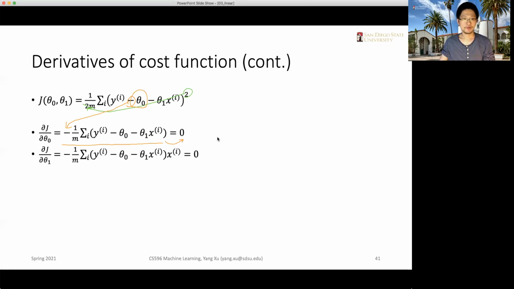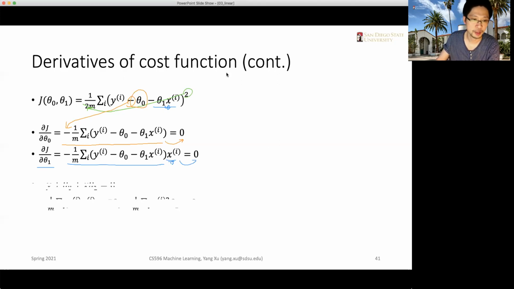And we'll do the same thing for theta 1. If we take the derivative with respect to theta 1, we will have basically the same thing here, but with an additional coefficient xi, because inside the brackets is theta 1 times xi, and xi is treated as a constant. So this constant will be taken out, okay? And we also want it to reach 0. So now we have equations to solve, and those equations are not the hardest to solve.